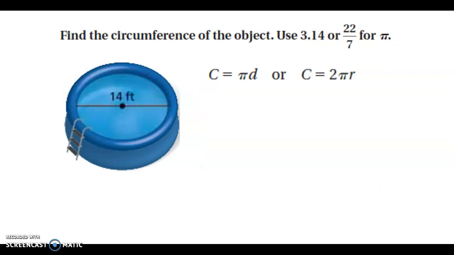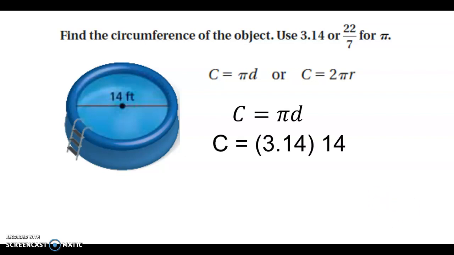So this one, the 14 goes all the way across the pool. So that's the diameter. If we're still doing warm-ups, that's probably a warm-up question. So I would do pi times diameter. 3.14 is pi times 14. Do that in calculator. 43.96 feet. And again on homework, check to see what place value it tells you to round.